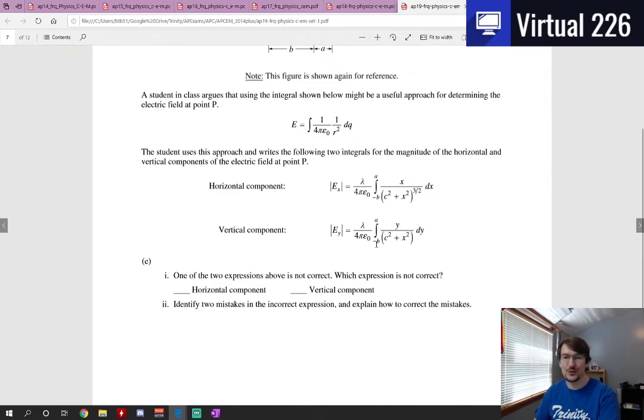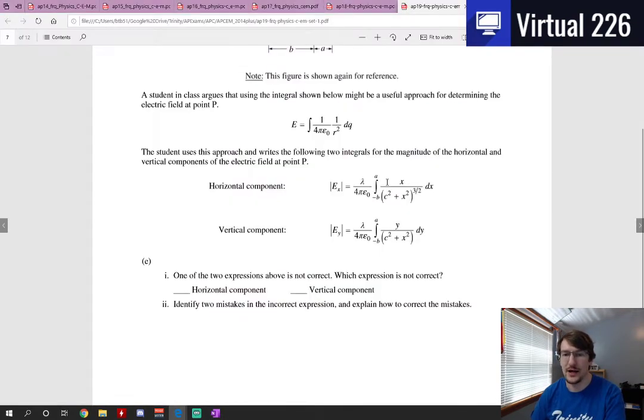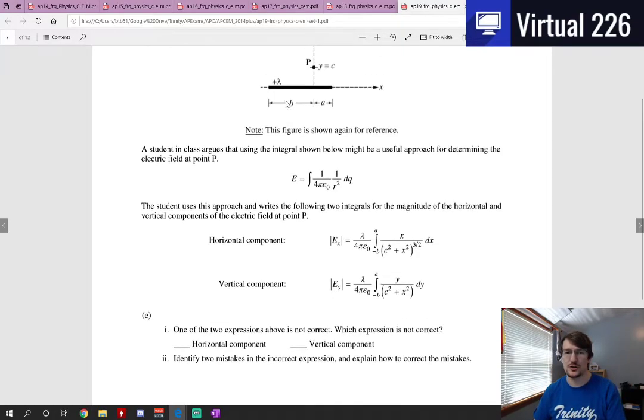That means the vertical component has to be bad. So the vertical component's wrong. What we see from the vertical component is the same kind of issues as when we were looking at the x component. We are trying to sum up all of the charge, and the charge is going along the x-axis, but they're trying to integrate in the y direction, so that dy cannot be correct. So that's the first thing that's wrong there.